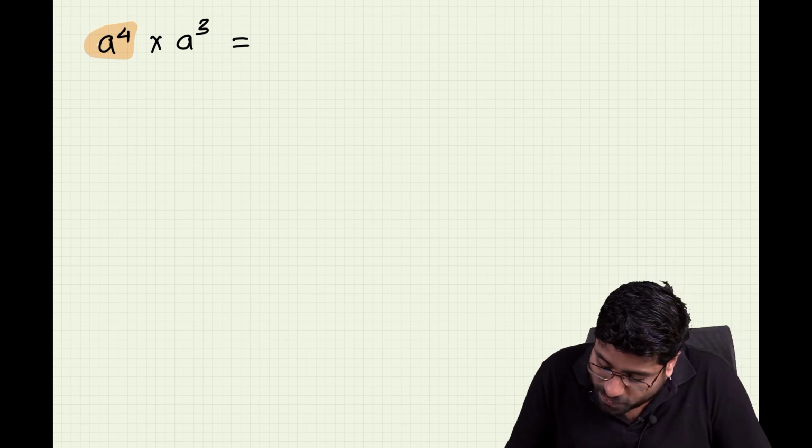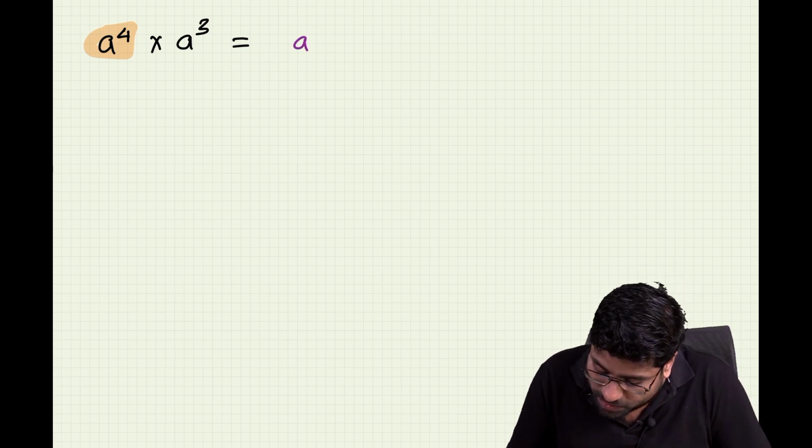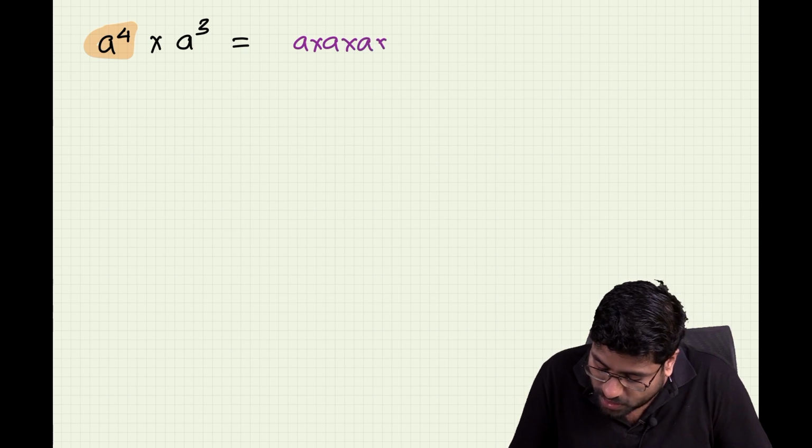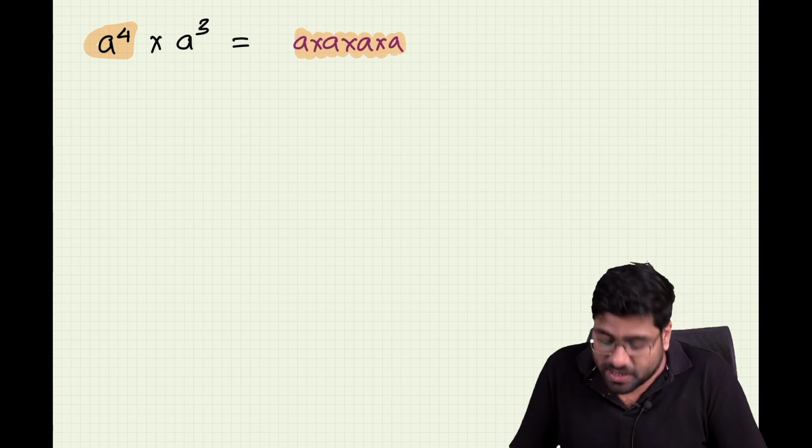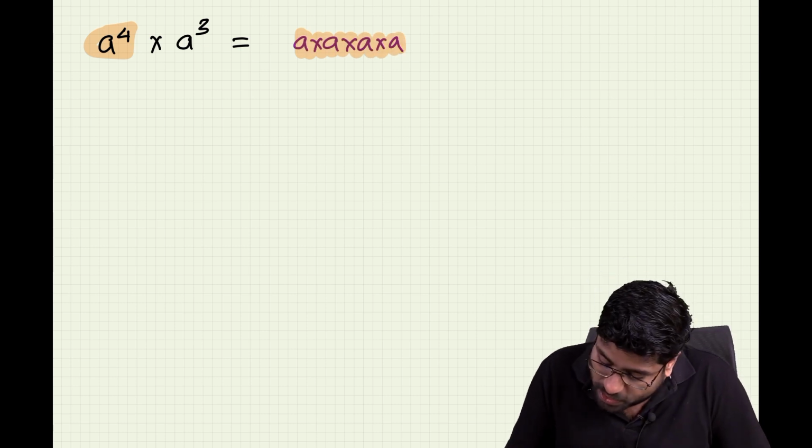So a raised to 4 can be written as, what is a raised to 4 going to be? A into A into A into A. Yes, now they are going to get matched. Very good. Now what is going to be a cube for you? What is going to be a raised to 3?